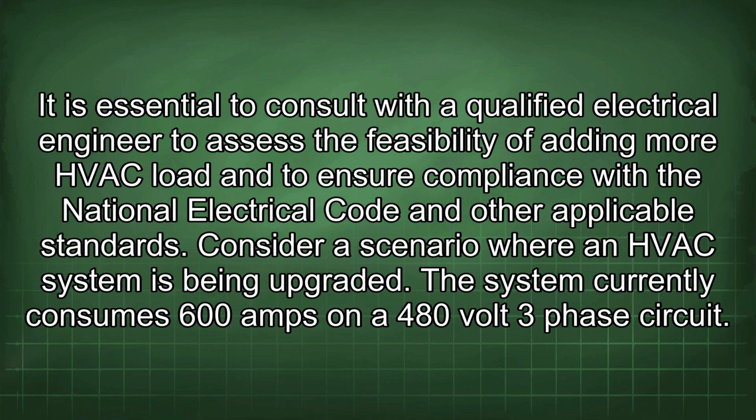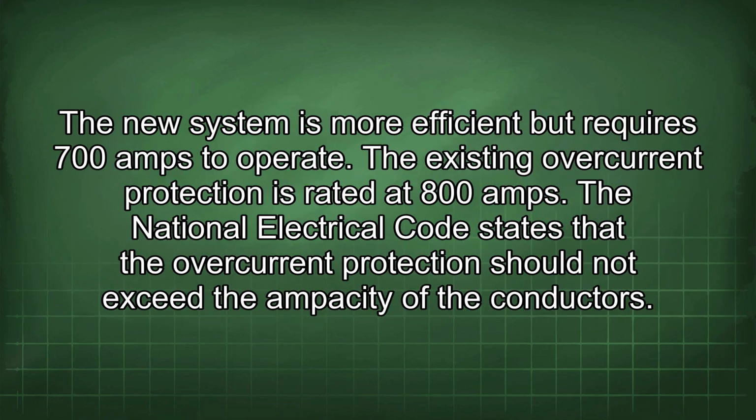Consider a scenario where an HVAC system is being upgraded. The system currently consumes 600 amps on a 480-volt 3-phase circuit. The new system is more efficient but requires 700 amps to operate. The existing overcurrent protection is rated at 800 amps.